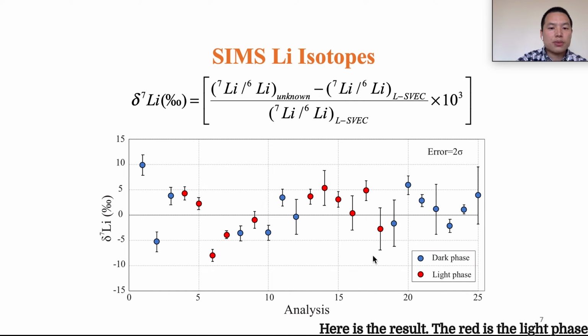Here is the result. The red is the light phase, and the blue represents the dark phase. We can see although there is a large variation, we cannot tell which phase is more positive and which phase is more negative, because the results are very similar and they are mixed.